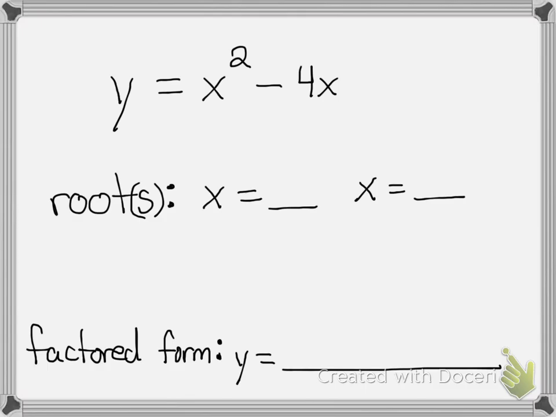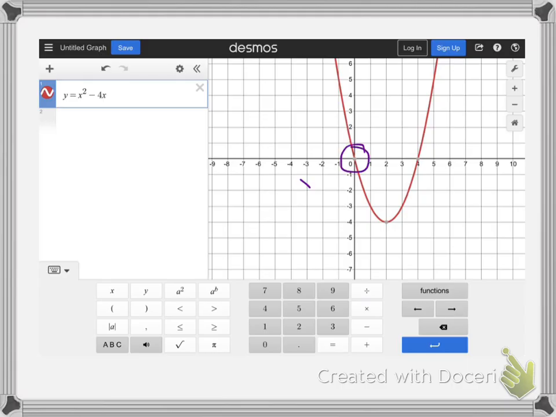y equals x squared minus 4x. Go ahead and put that in your DESMOS. Find your roots. My root is x equals 0, and my root is x equals 4.